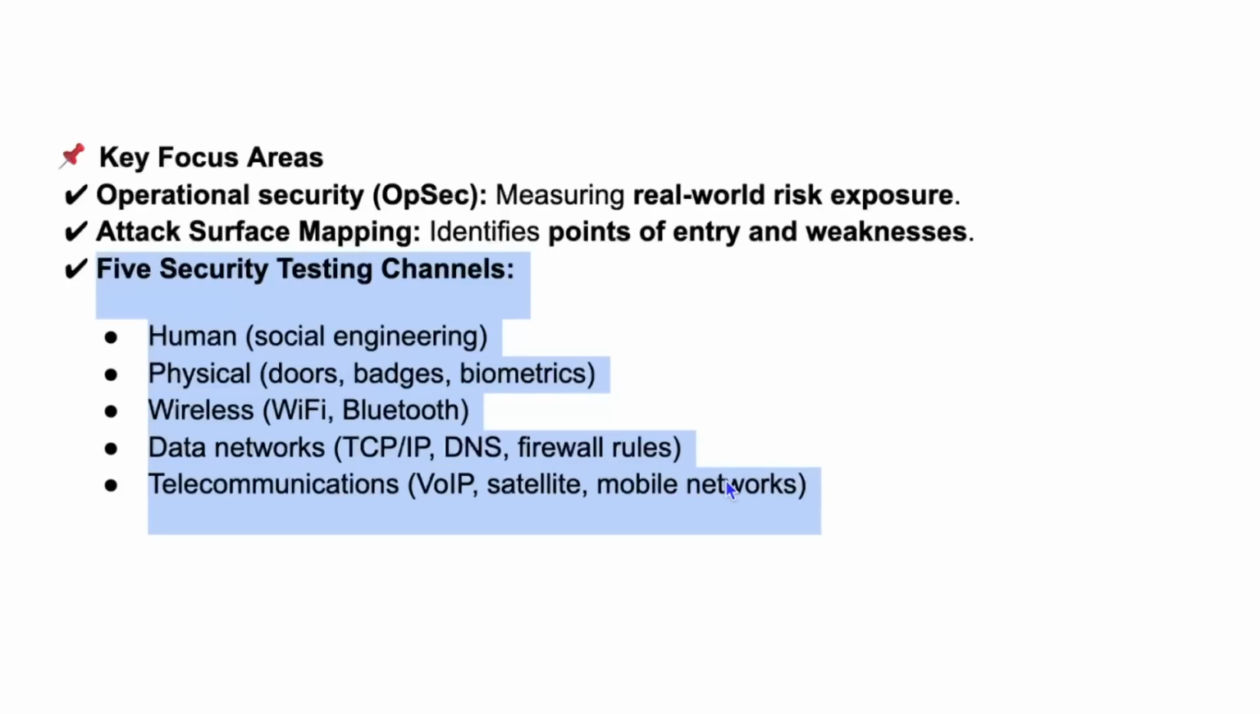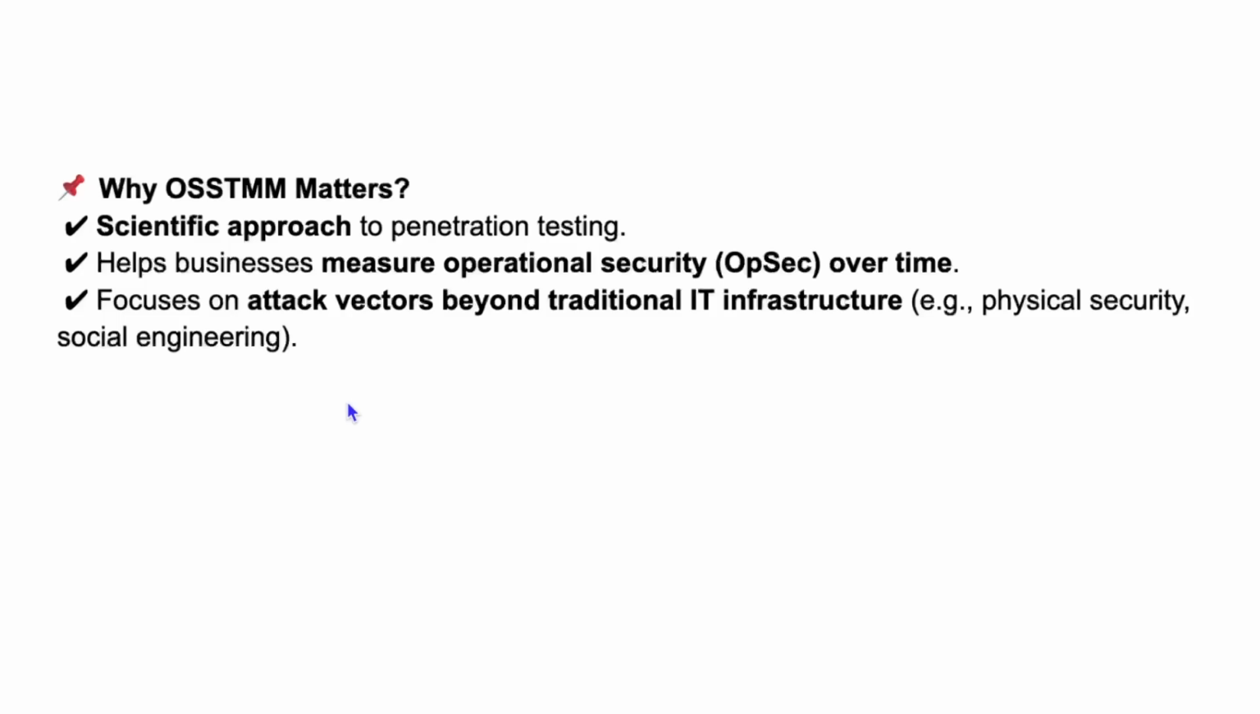I would say these would be considered the domains that we referenced in the previous slide that we just looked at. So why does it matter? Why does OSSTMM actually matter? This is going to be a question that we're going to ask about every single one of the frameworks. The reason for this one is that it's a scientific approach to penetration testing. It helps businesses measure operational security, which is OPSEC, over time, meaning over an expanded period, not just in one little moment or a couple of days. And it focuses on attack vectors beyond traditional IT infrastructure. So it focuses on physical security, it focuses on social engineering, and it's the scientific approach to make that happen.